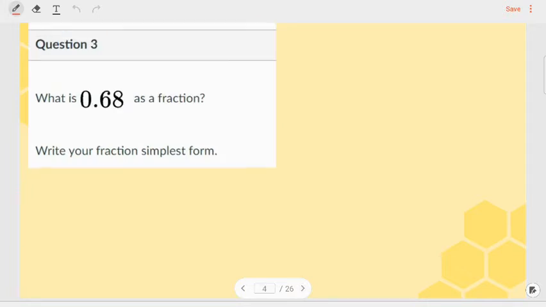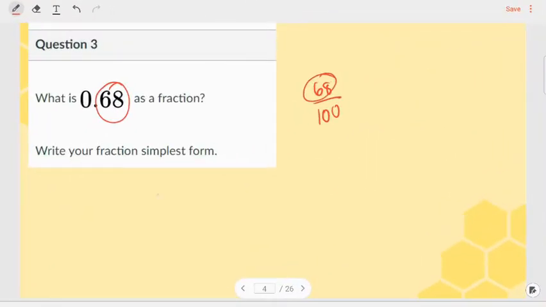answer. Now let's look at 0.68. As a fraction, 68 on top, and on bottom, there's 2 digits. So I'm going to put it over 100. So 2 zeros for the 2 digits that I have.